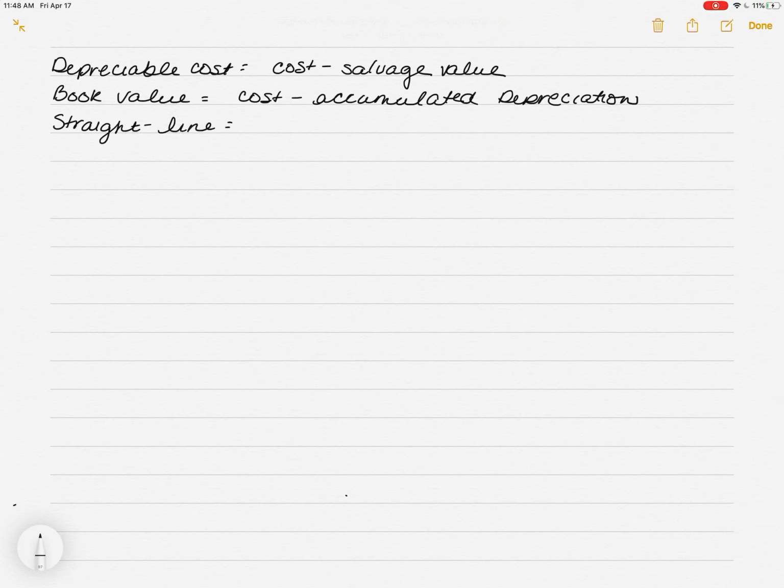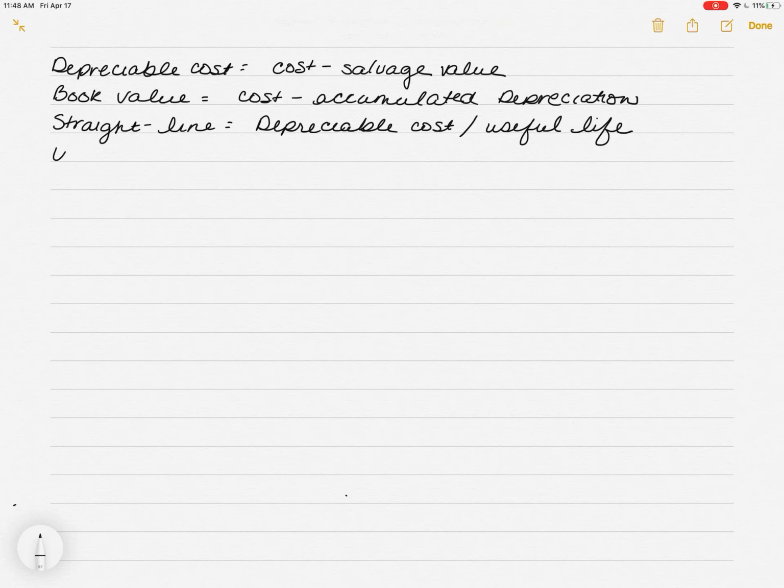The straight line method gives you the same amount of depreciation each year. To get this amount, we're going to take our depreciable cost and divide that by our useful life. Remember, all of these amounts, your salvage value, your useful life, are just estimates. And these amounts are given to you.